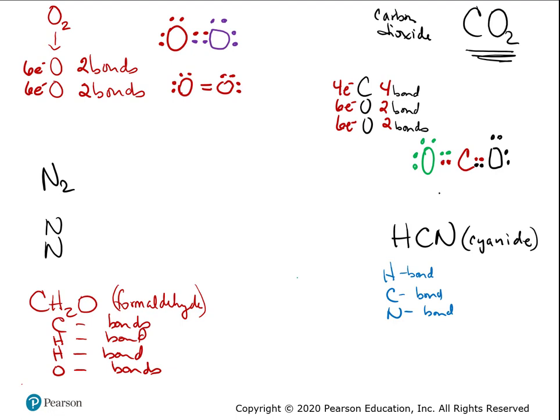So that is stable. So when I draw the Lewis structure, I just put every pair of dots as a line.